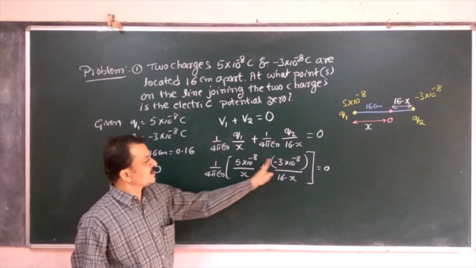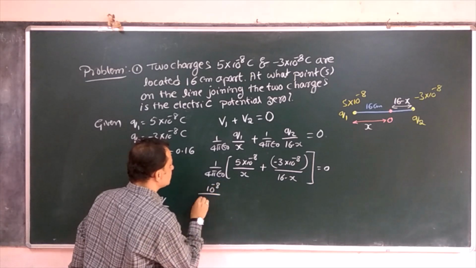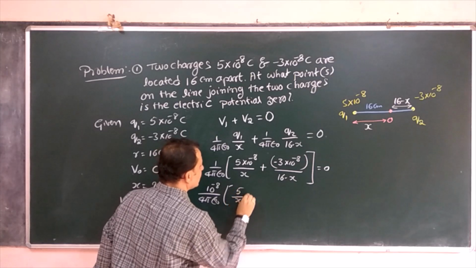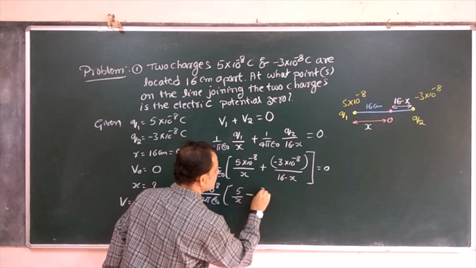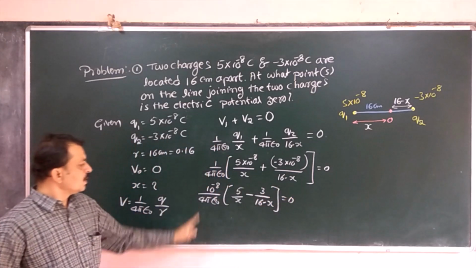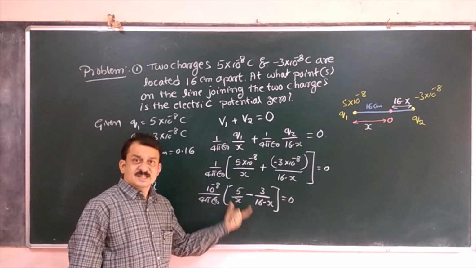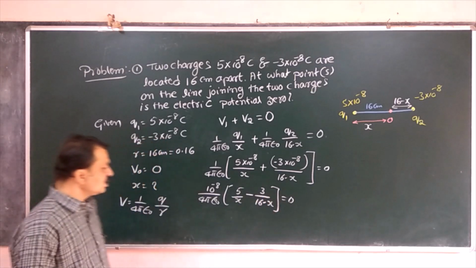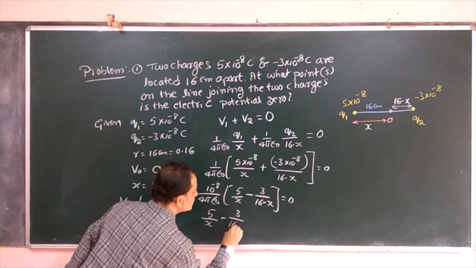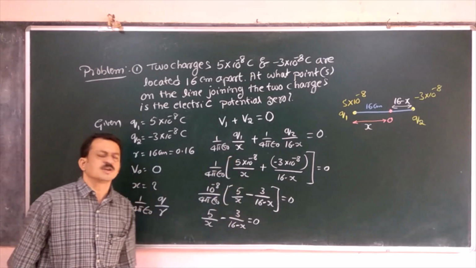ಇಲ್ಲಿ ನೋಡ್ಕೊಳ್ಳಿ, 10 to the power of minus 8 ಇಲ್ಲೂ ಇದ್ದಾನೆ, ಅವನನ್ನು ಕಾಮನ್ ತೆಗೆದ್ಬಿಟ್ರೆ ನಾವು, so 10 to the power of minus 8 divided by 4 pi epsilon naught into, it comes 5 by x plus into minus 3 by 16 minus x, that should be equal to 0. Now product of these two terms is equal to 0. Therefore, the term inside the square bracket should be equal to 0. Therefore, we get 5 by x minus 3 by 16 minus x is equal to 0. Now from this relation, just to solve for x.